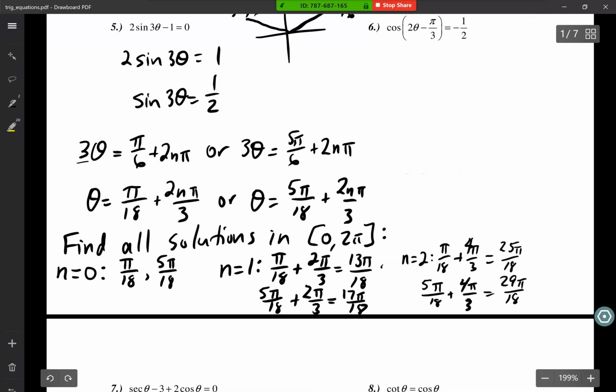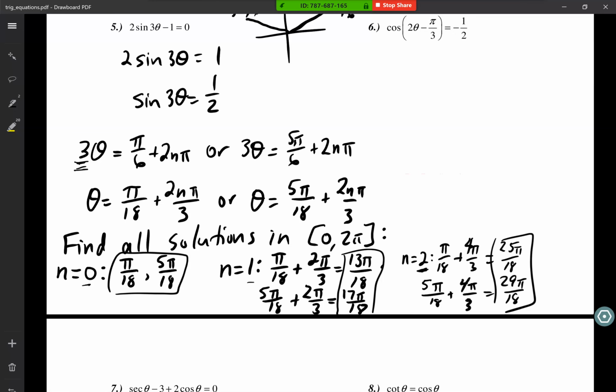Notice we started with this coefficient of 3. I plugged in 0, I plugged in 1, I plugged in 2. When I start at 0 and go to 1 less than this 3, I'm done. That's all the solutions I need. So these two, and these two, and these two give me the 6 solutions here.